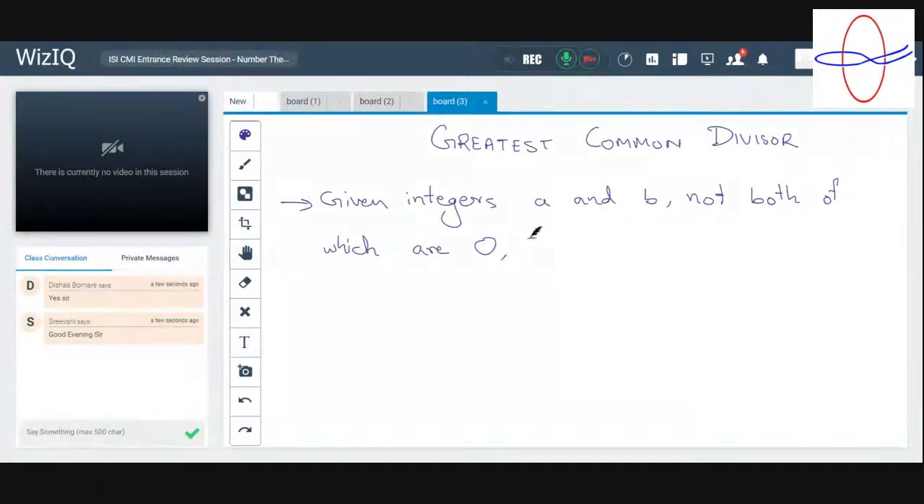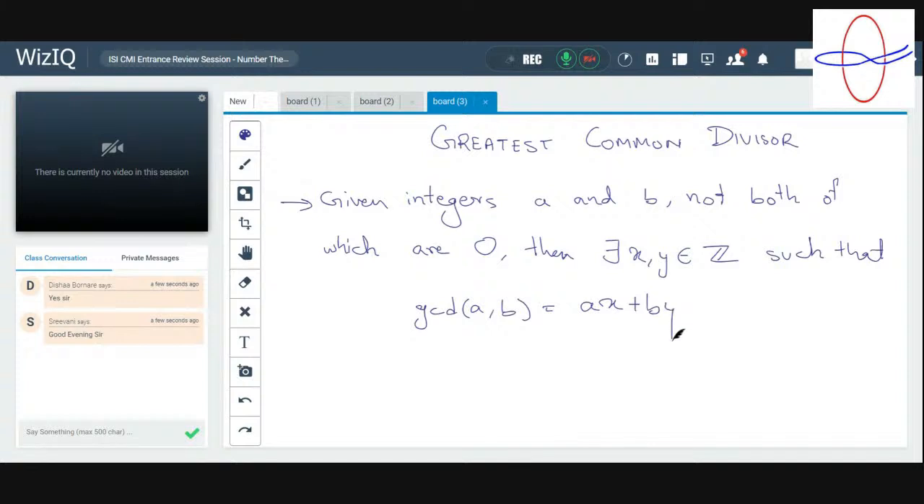Then there exist X and Y integers such that the GCD of A and B is a linear combination of A and B. So what does this tell you? This immediately tells you that if you have two co-prime numbers, then there are some X and Y such that you can write AX plus BY is equal to 1. And this is a very useful thing to know.